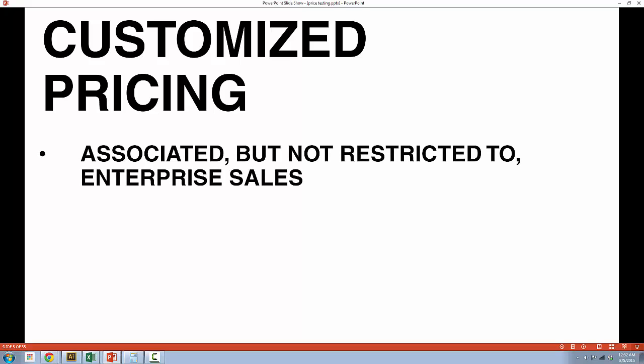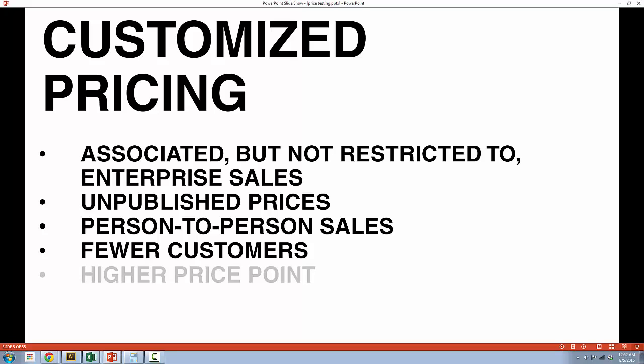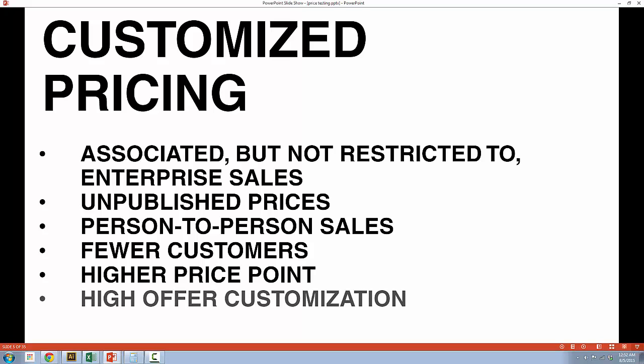So this is typically associated with, not restricted to, enterprise sales. So you're usually thinking here, this is what we would consider sort of B2B sales, where you have a large enterprise that you're working on a larger contract with. But again, it's not necessarily restricted to those scenarios. So these typically have unpublished prices. They typically involve person-to-person sales, where you actually have a salesperson or sales meetings. You're going to have fewer customers than a standardized pricing organization usually, but you can have a much higher price point. And then you often offer a high level of customization, so you'll tailor the offering to meet your customers' needs.